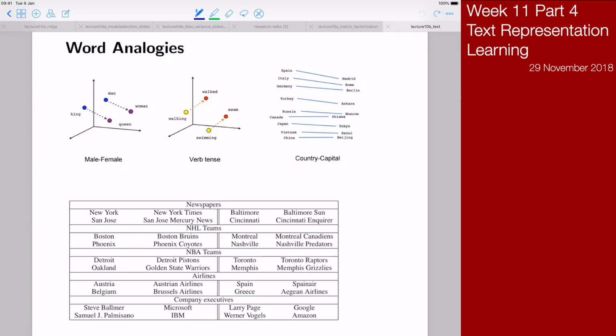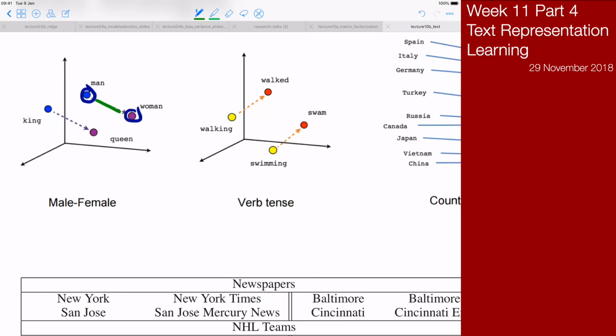Anyway, if you are at the point man and you go to the point woman, so that's now a vector in space between 2 points. You take that vector. That's what we have here. I take that vector and attach it to another point. Let's say I attach to the point king. Then I get somewhere here.